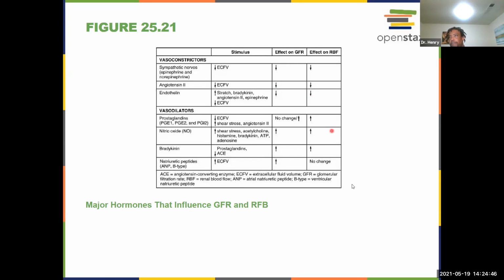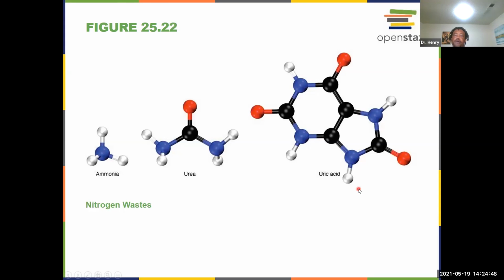That's simple. Okay, so these are going to be your waste products. You're going to have ammonia, urea, and uric acid. This is the chemical structure for ammonia. It has NH3.